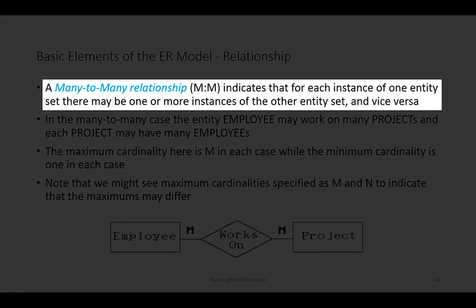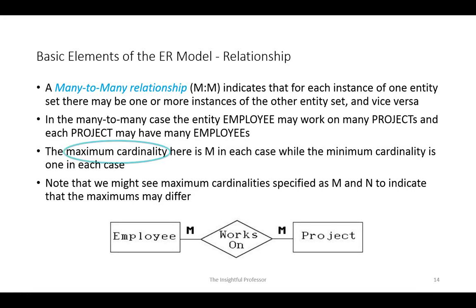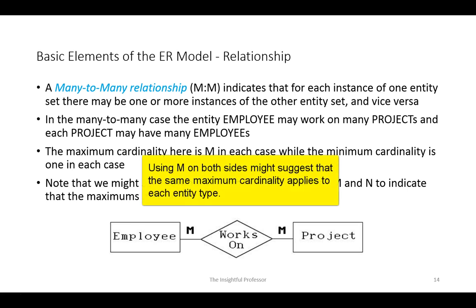A many-to-many relationship indicates that for each instance of one entity set, there may be one or more instances of the other entity set, and vice versa. In the many-to-many case presented here, the entity employee may work on many projects, and each project may have many employees. The maximum cardinality denoted in the diagram is the same here, using the letter M on both sides. This sometimes will suggest to people that, well, if X number of employees work on X number of projects, it's the same value, then we have the same upper limit. But this may not always hold.